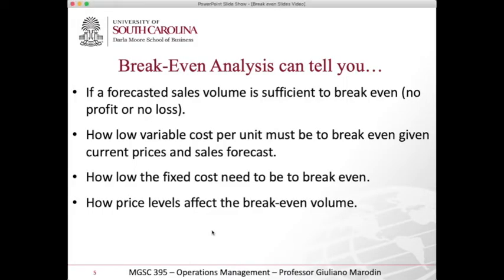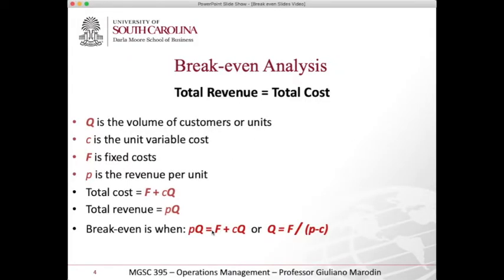Okay, so now let's go to the formula of break even. Here is the formula that I explained to you guys on paper. So some things that we're going to look at. Q is going to be the quantity. Lowercase c is the variable cost. Uppercase F is fixed cost. P is price. This is the total cost formula: fixed cost plus quantity times variable cost.